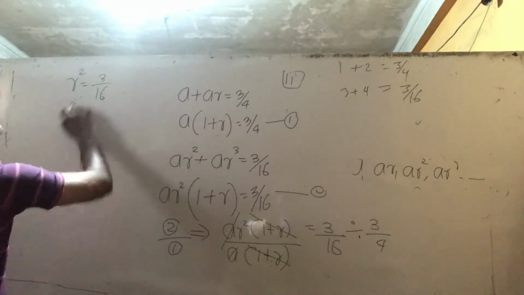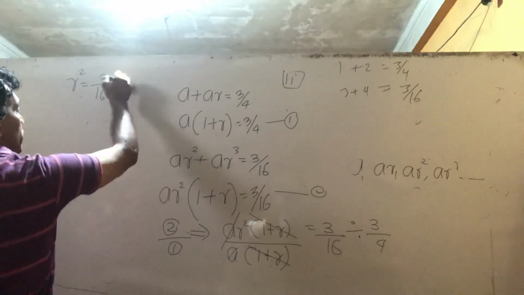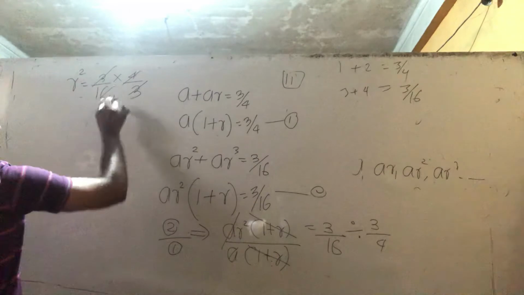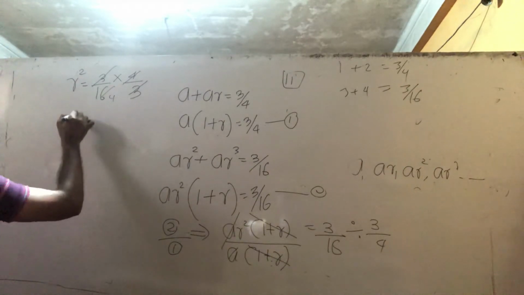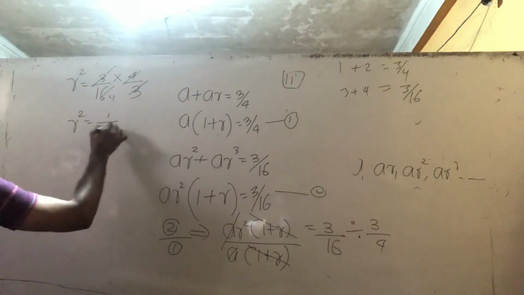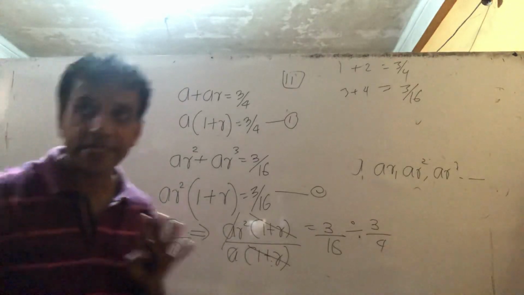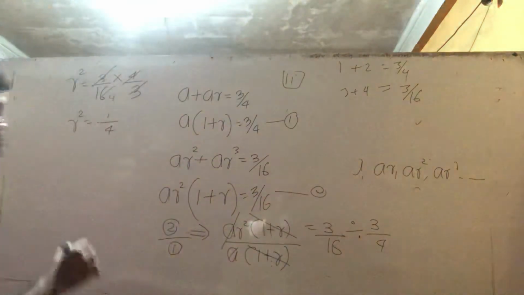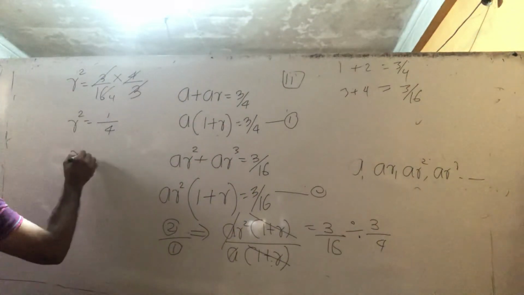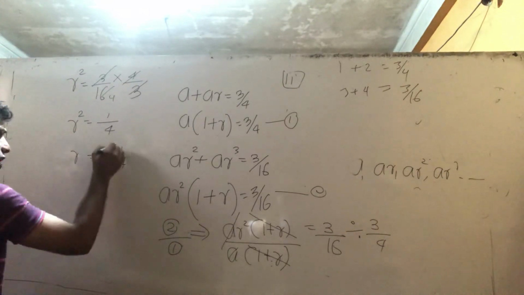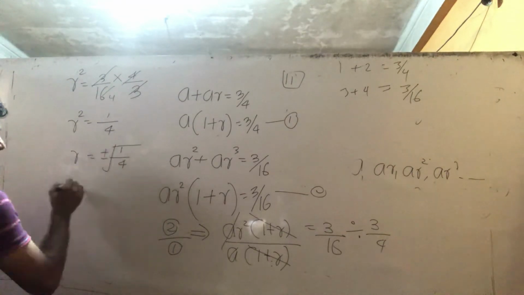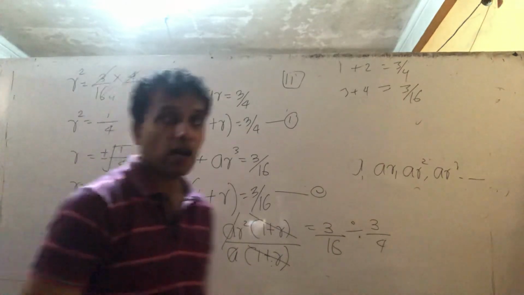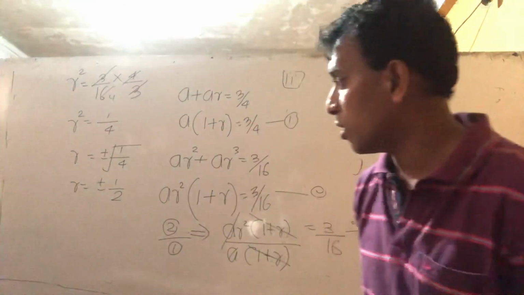3/16, division makes it multiplication by the reciprocal. 3 cancels, and 4 times. So R square is 1/4. Don't make a mistake here: when 4 comes, not only plus 2 squared, minus also is valid, right? So R square is 1/4, R equals square root of 1/4, plus or minus, so R equals plus half or minus half.